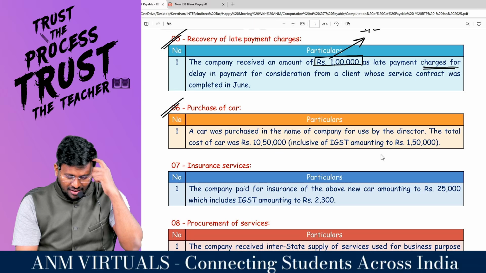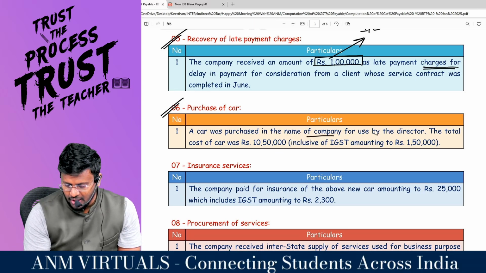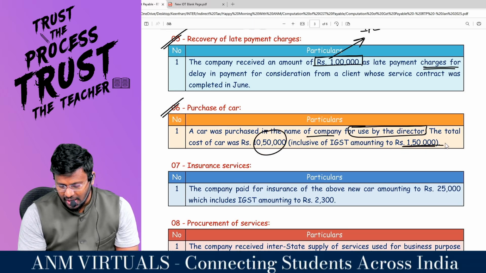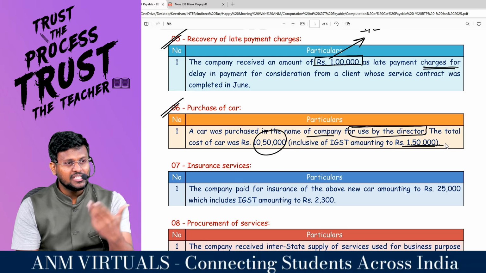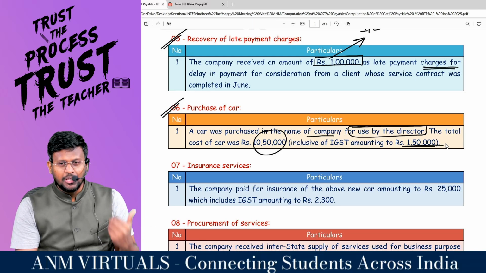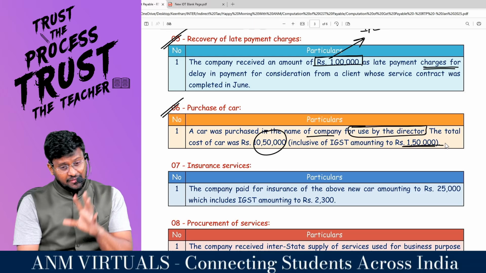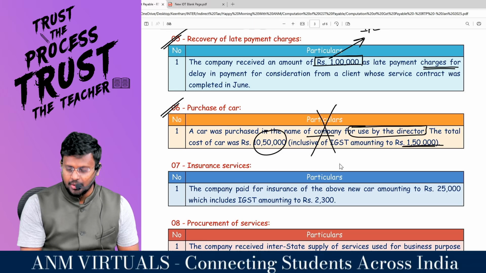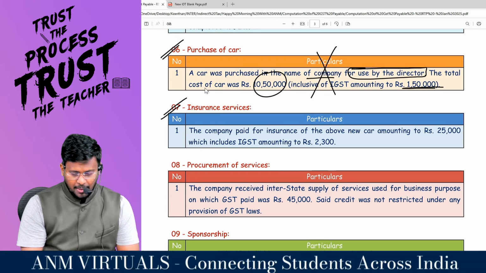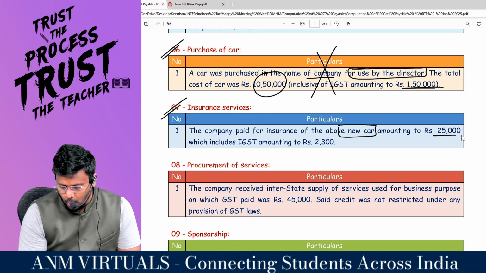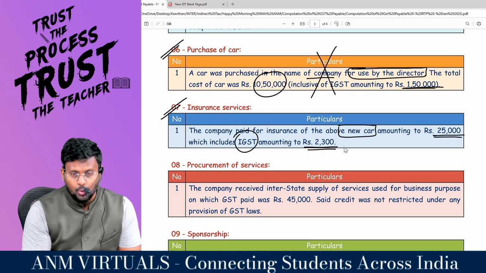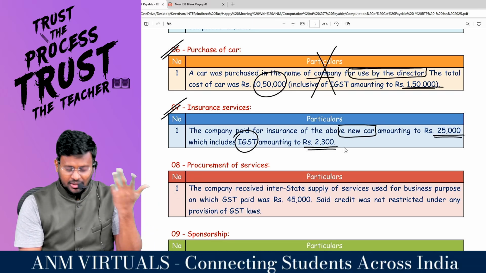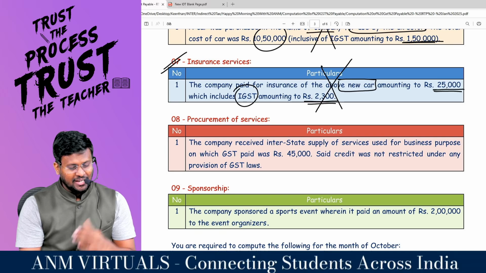Sir, purchase of car. A car was purchased in the name of the company for use by the director. The total cost of the car was 10,50,000 including IGST. As we all know, motor vehicle is a blocked credit. Since this has not been used for the exception specified in Section 17(5)(a), you are not entitled to claim ITC, my dear lovable students. This is completely blocked. Insurance services. The company paid for insurance of the above new car amounting to 25,000, which includes IGST amounting to 2,300. Since the car is blocked, any expenses incurred on that car or that item are always blocked. So you are not entitled to take ITC.